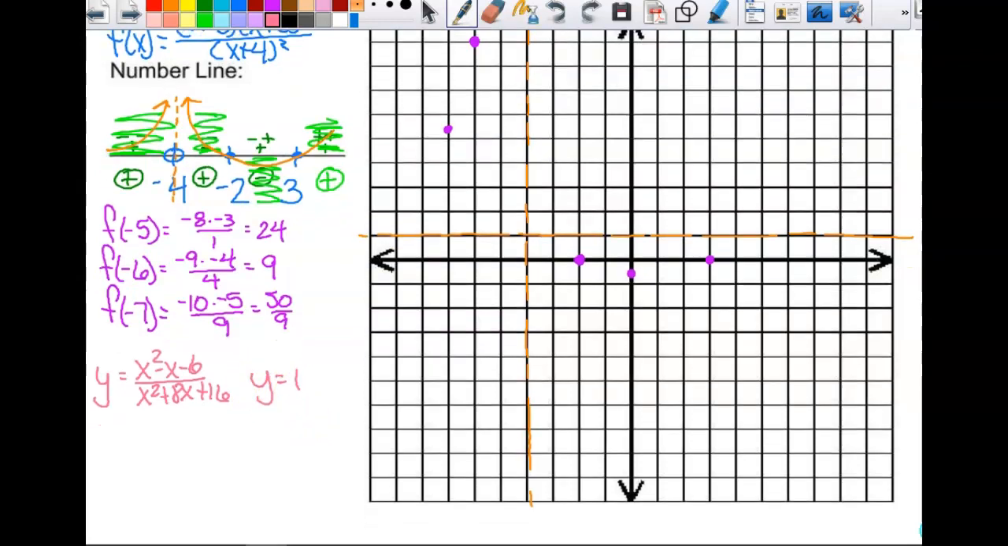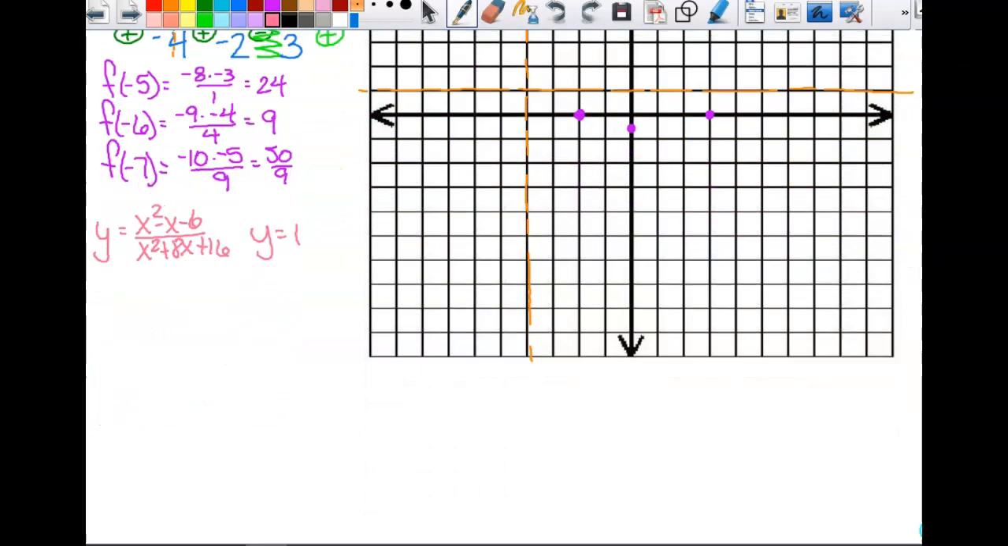Right? So they're both functions, they're both equations. So to solve this algebraically, I am going to substitute. I'm going to substitute this in for y right here. So I'm going to get x squared minus x minus 6 over x squared plus 8x plus 16, and that's going to equal 1. Okay. So now I have to solve for x. So the first thing I want to do is get rid of my fraction, so I can just multiply both sides by the denominator. So basically, I'm just going to multiply this by 1. So I get x squared minus x minus 6 equals x squared plus 8x plus 16.